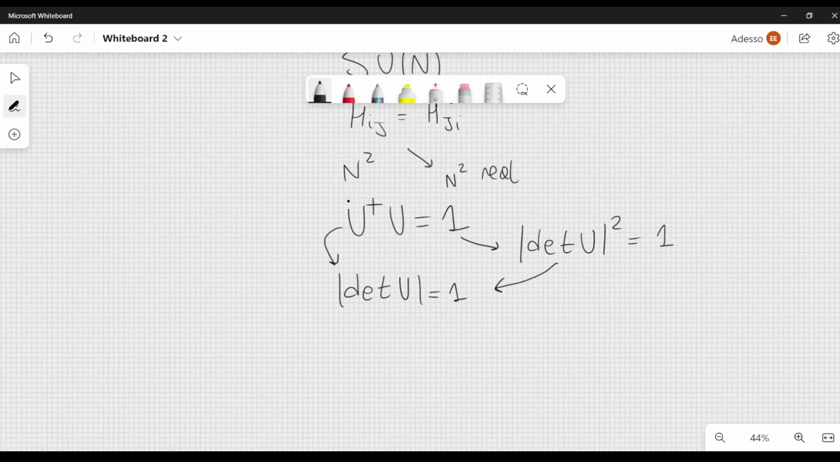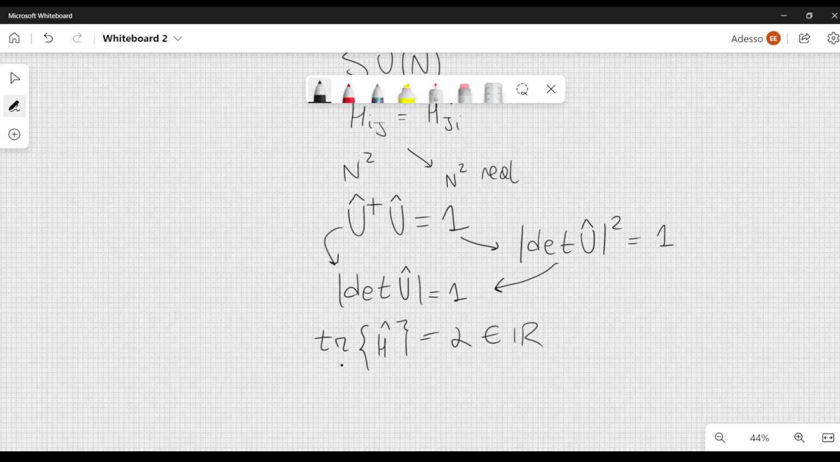Sometimes I might miss writing these hats, but it's not really important. There is no risk of getting confused if I write U or U hat. So let's write U hat. I will try to stick to this notation, but if I miss some of these hats, please do not get confused. Another important property is that the trace of H is equal to alpha, where alpha is a real parameter. It's a simple property because H is Hermitian.